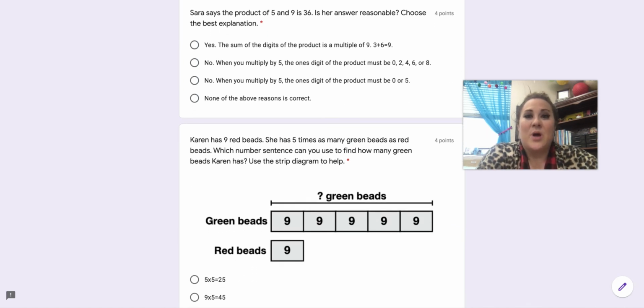Sarah says the product of 5 and 9 is 36. Is her answer reasonable? Choose the best explanation.